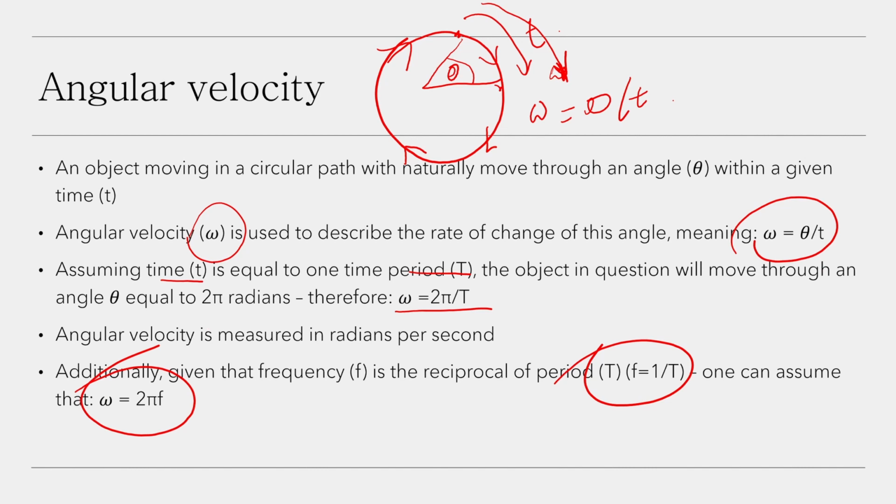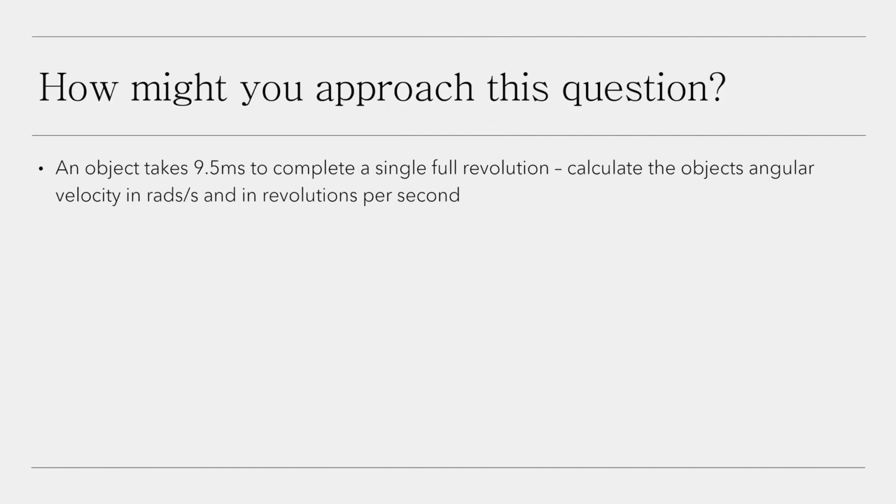All we've done is substitute this in and rearrange, and we can see that omega is 2 pi f. These are equations you really need to know. Let's see if we can apply our knowledge to this question. An object takes 9.5 milliseconds to complete a single full revolution. That's a clue right there. Calculate the object's angular velocity in radians per second and in revolutions per second.